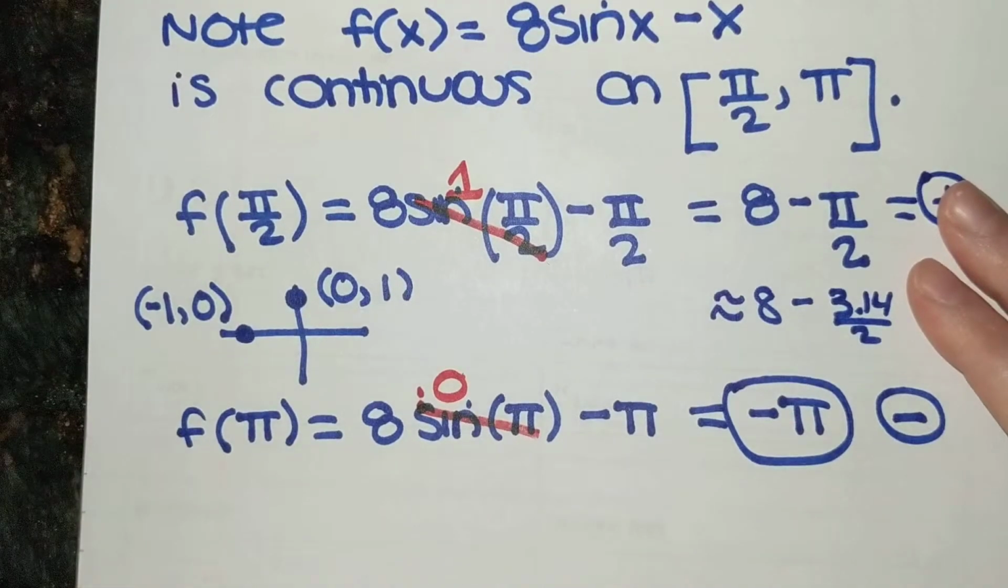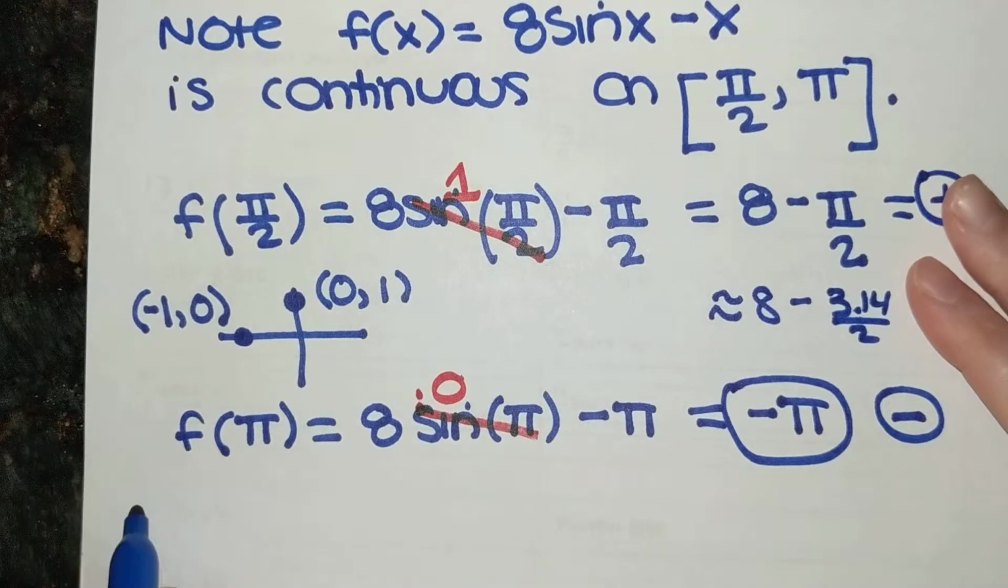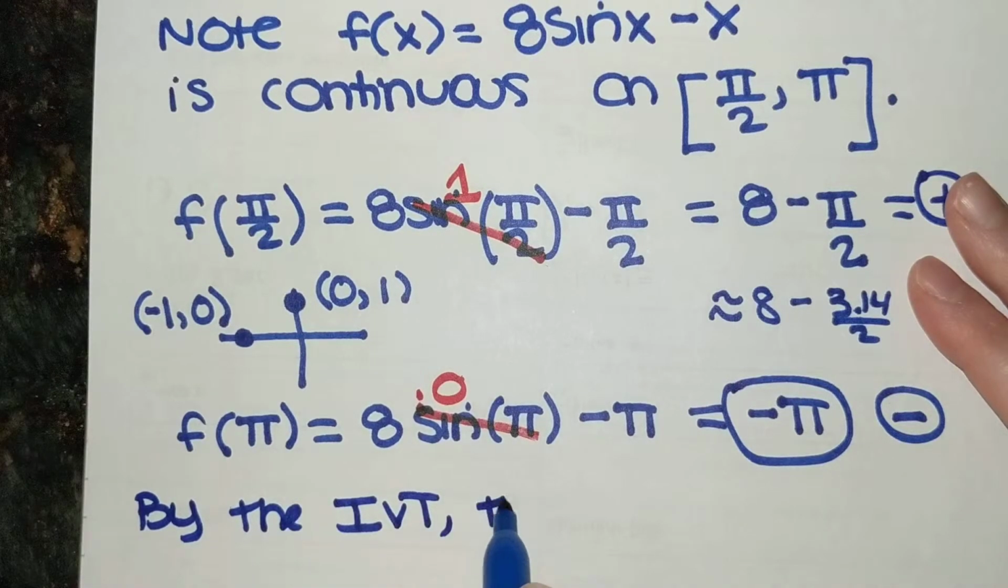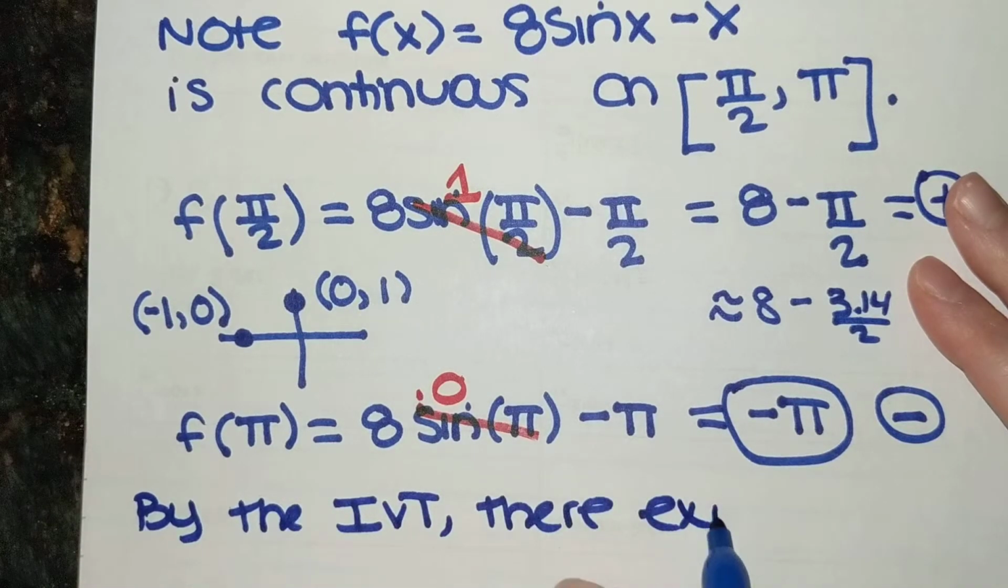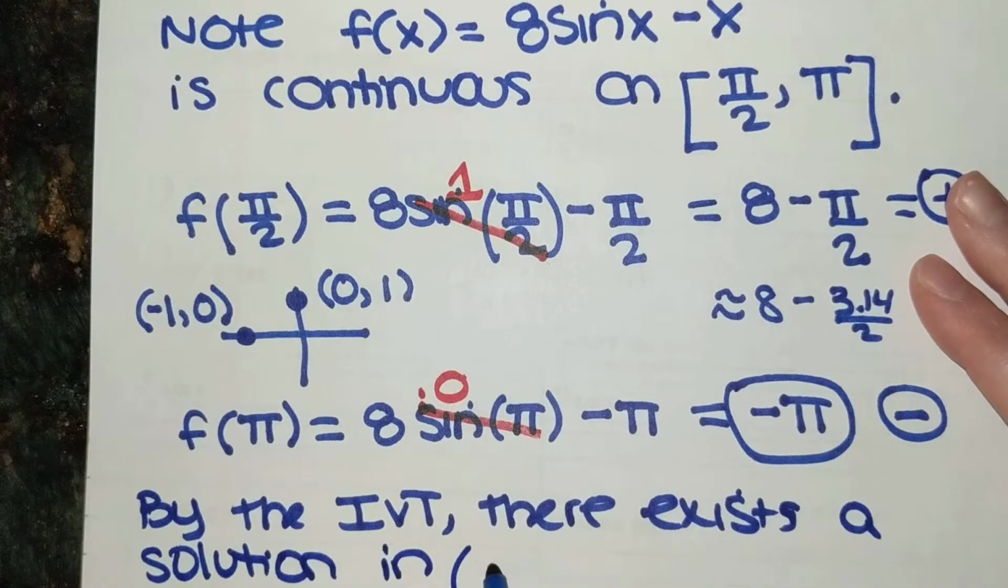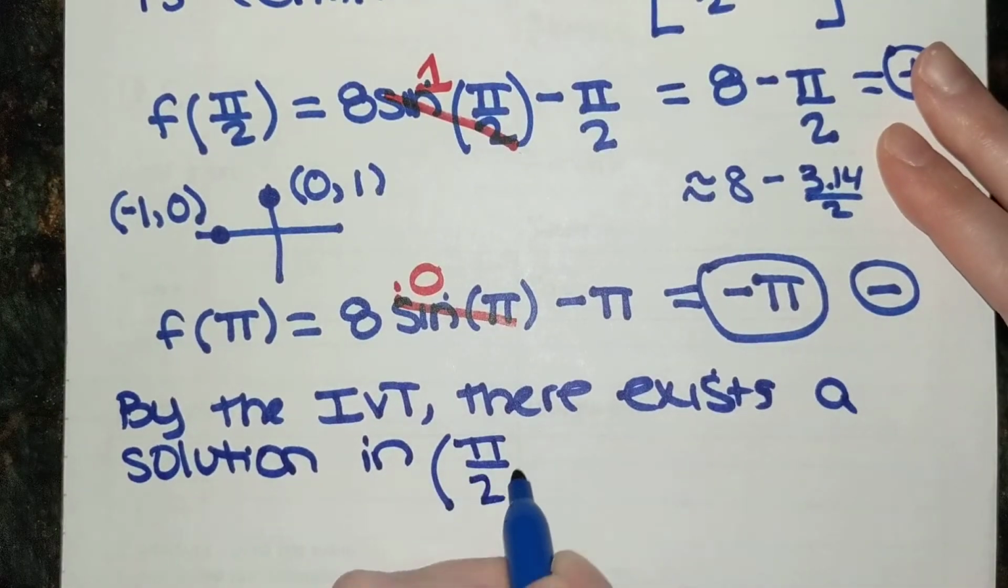So then, the third step, you write up your conclusion. So by the intermediate value theorem, there exists a solution in the interval, the open interval, pi over 2 to pi.